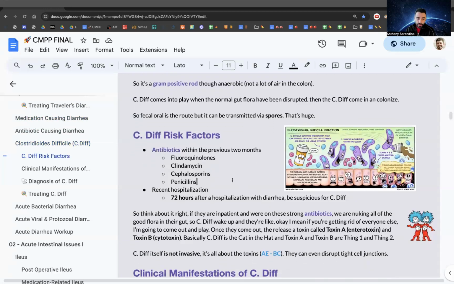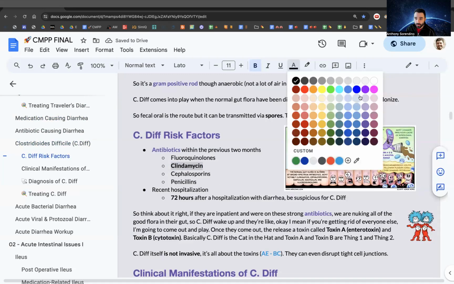Okay, big risk factors here, antibiotics within the previous 2 months. We already talked about this for diarrhea, that penicillins and cephalosporins can cause diarrhea, lump C. diff right into that. But now we're going to add in fluoroquinolones and specifically clindamycin. This was just mentioned in my small group today. I really think that's going to be a question.